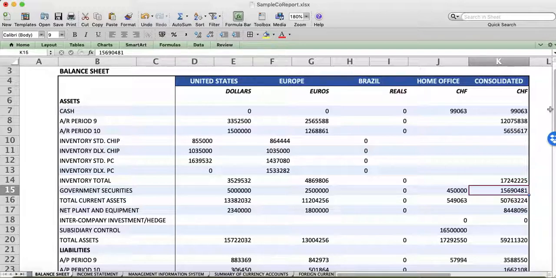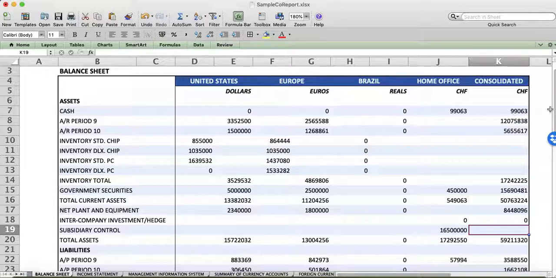You have a consolidated view of the money invested in securities, in this case dollars, euros, and Swiss francs. Then the consolidated current assets. Net plant and equipment is the consolidation of the different things in Europe and the US. And then there is no intercompany loan, otherwise it would be consolidated, but only, of course, from the standpoint of the home office. Subsidiary control is not consolidated.